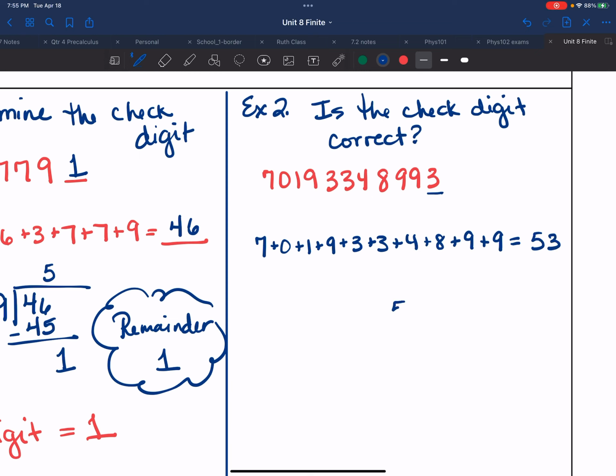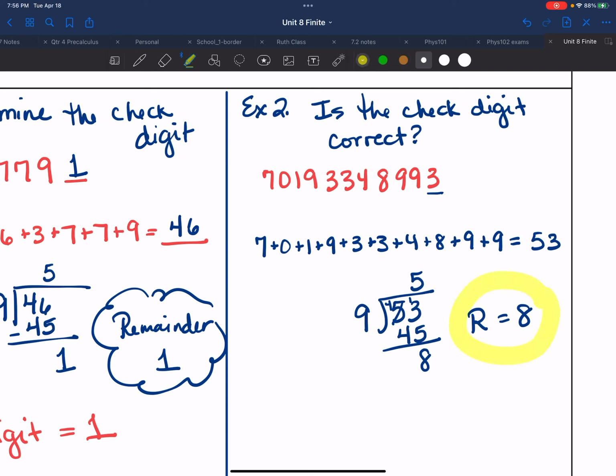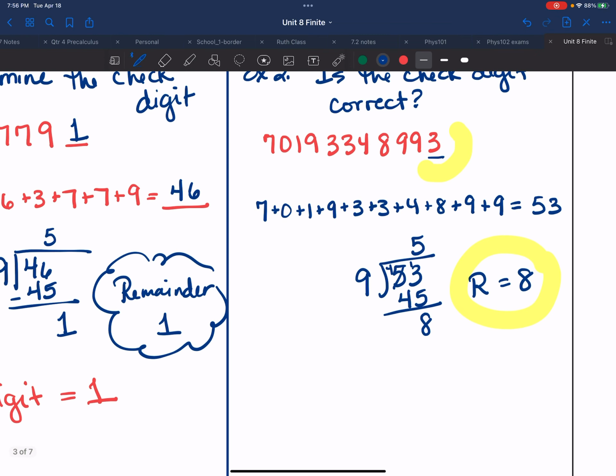I'm going to take that 53 and see how many times 9 goes into it. I know that 9 goes into it 5 times. 5 times 9 gives me 45. I make that a 13, change that to 4. 13 minus 5 gives me 8. So my remainder equals 8. The question is, does my remainder and my check digit here match? And clearly they do not. So the check digit is incorrect.